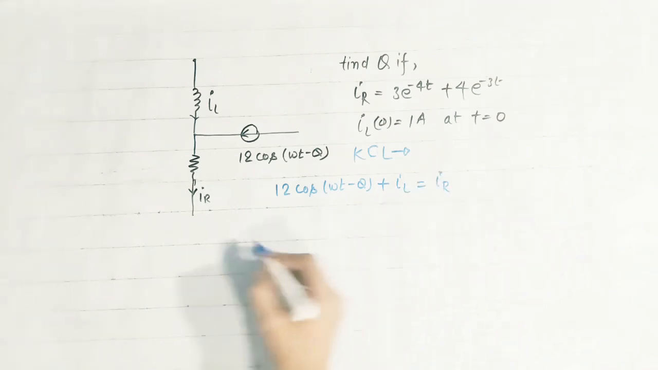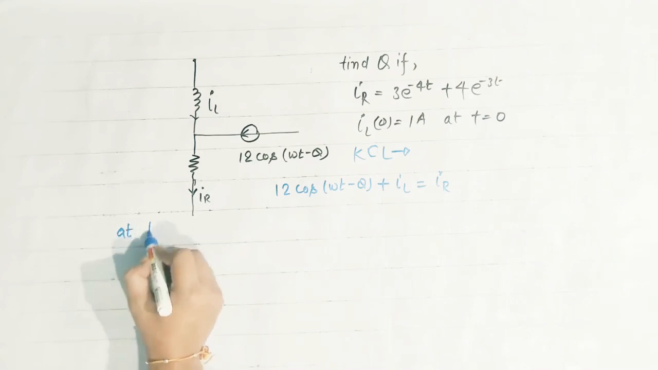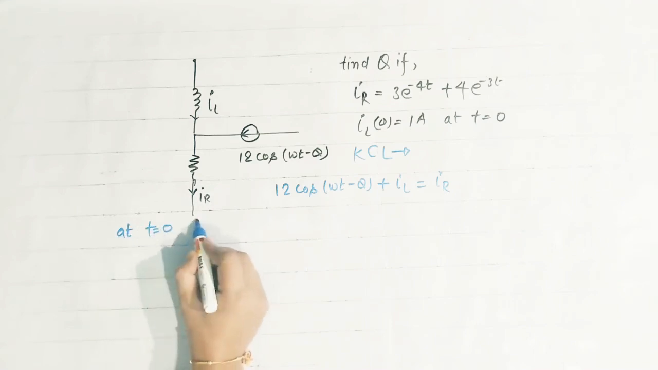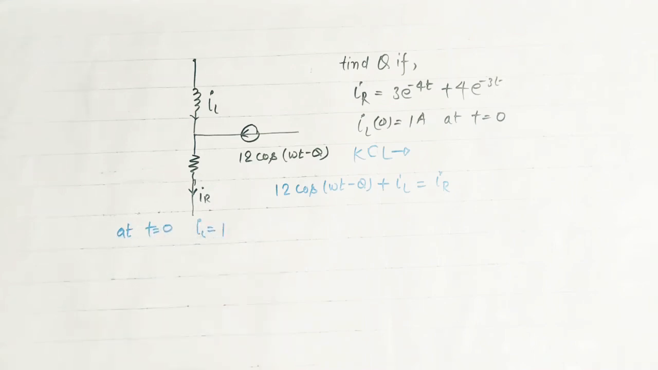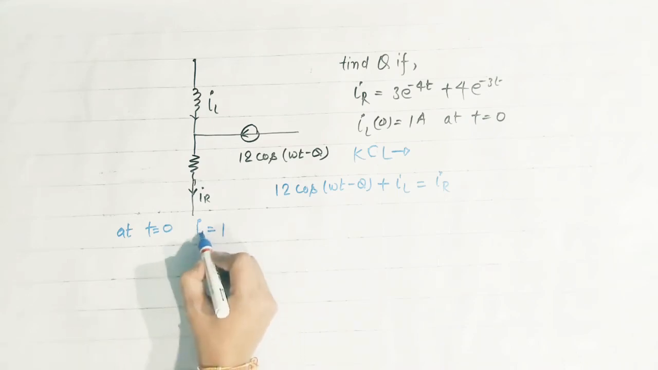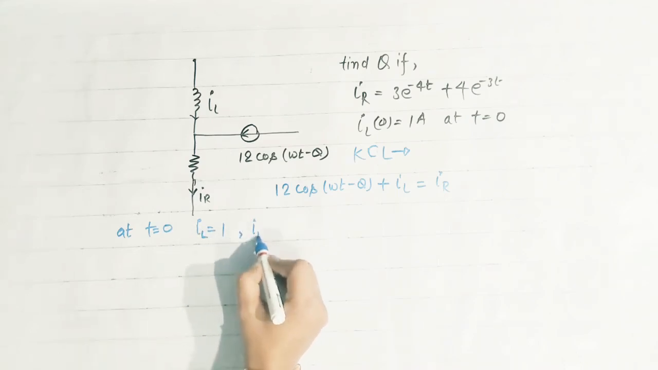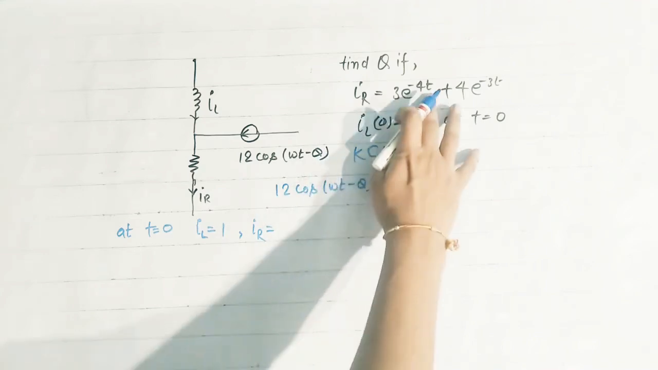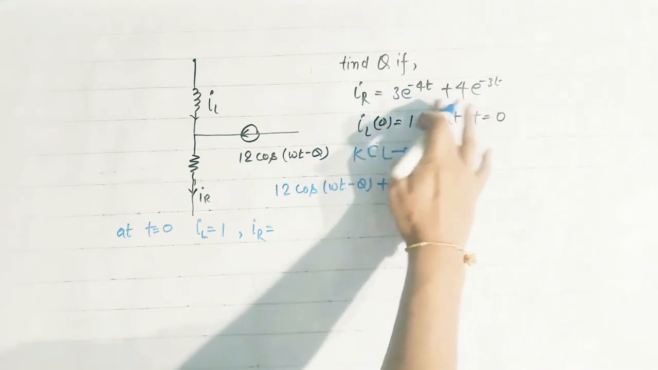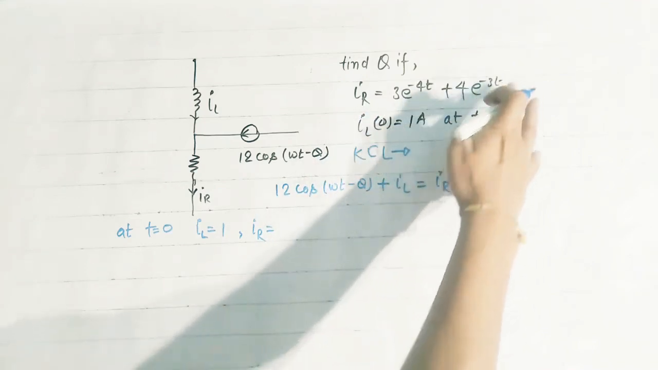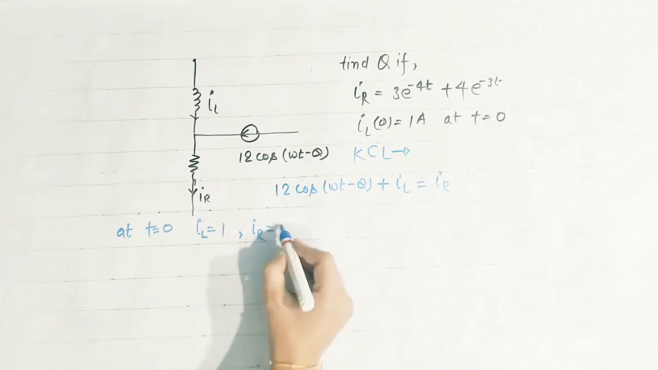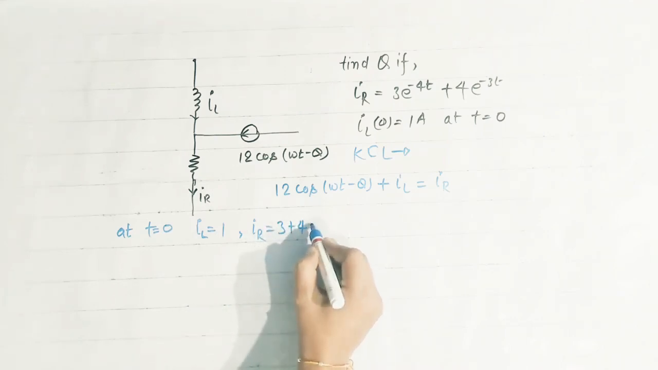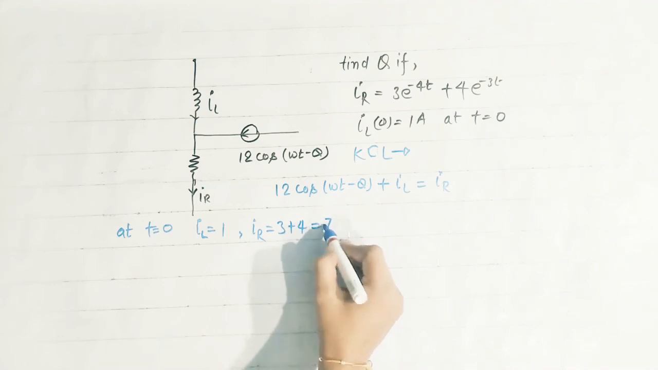Now at t is equals to 0, IL is equals to 1. And IR is equals to, if we put t is equals to 0, then e to the power 0 is equals to 1, and this e to the power 0 is also equals to 1. So we simply get 3 plus 4, that is equals to 7.